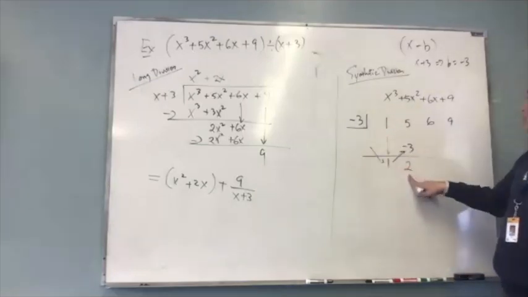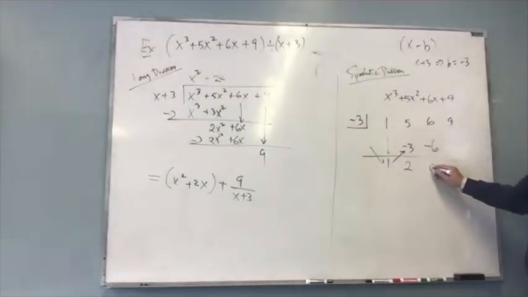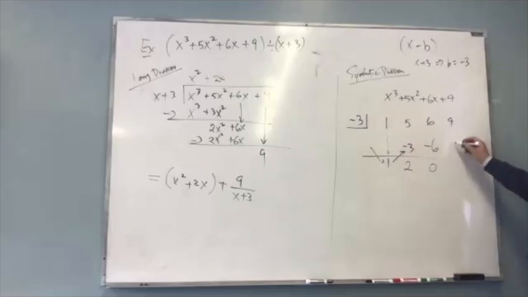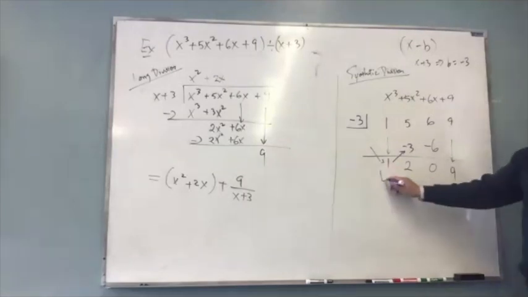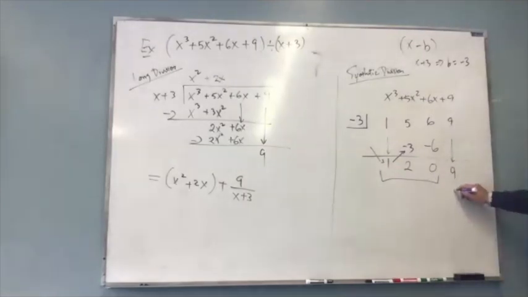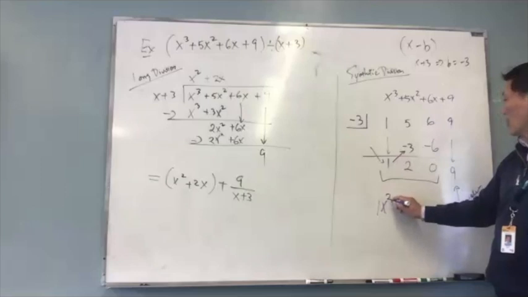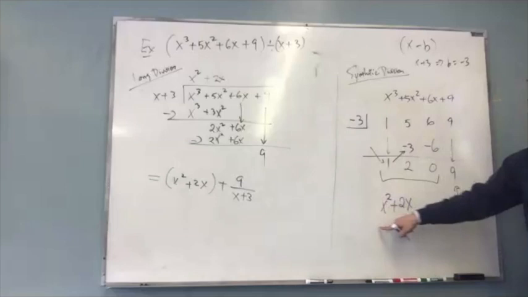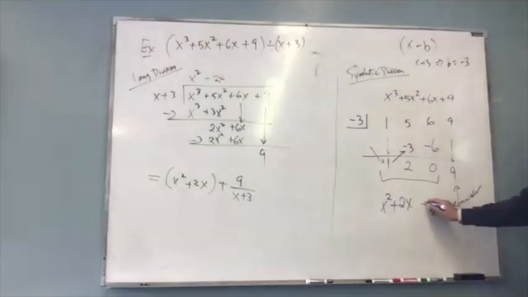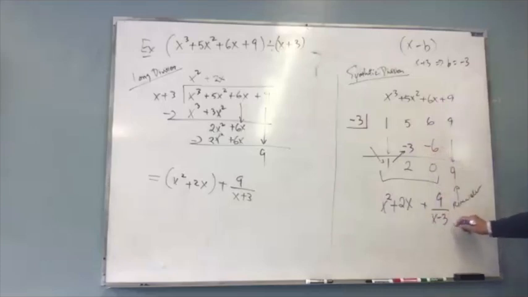Now, -3 times 2, -6. And obviously this is 0. There's nothing else. Then you bring this down to 9, right? And so this is part of your final answer. This is your remainder. So your answer is 1x squared plus 2x, right? That's it. And then plus 9 over x minus 3.